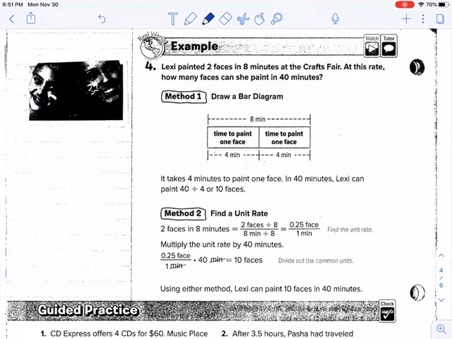All right, and then the next example is Lexi painted 2 faces in 8 minutes. At this rate, how many faces can she paint in 40 minutes? So if you find your unit rate by dividing 2 faces divided by 8 minutes, she can do a quarter of a face in a minute. So if you want to find by 40, then you would take your 0.25 of a face and times it by 40, and you would get 10 faces.